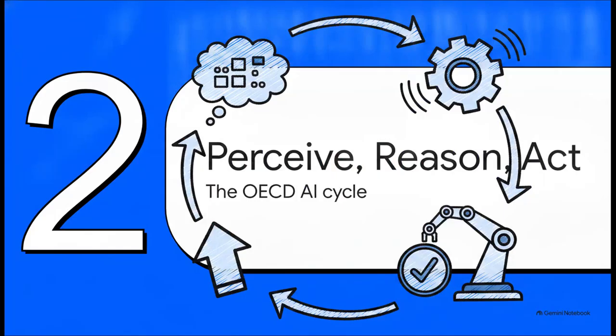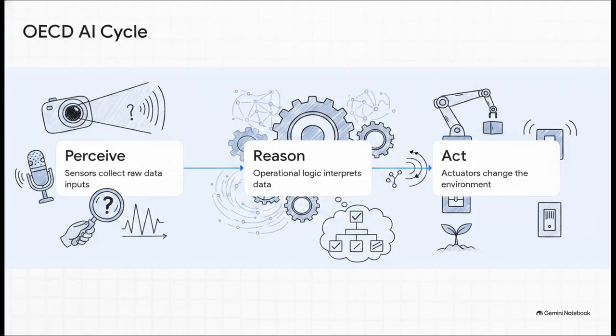Section 2. Perceive, Reason, and Act. The OECD AI Cycle. To totally bust this accuracy myth, we've got to look at the evidence from the OECD on how AI actually operates in the real world. The Organization for Economic Cooperation and Development, or OECD, has this brilliant way of breaking down the fundamental elements of an AI system. Basically, every AI system uses a 3-step cycle.